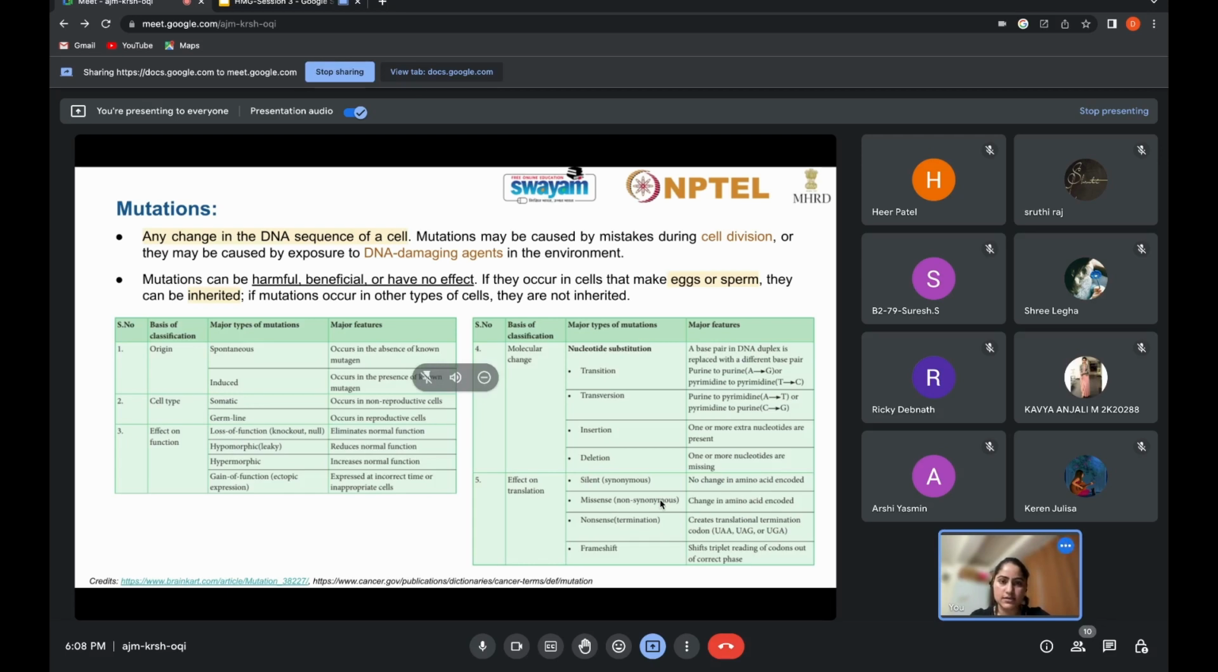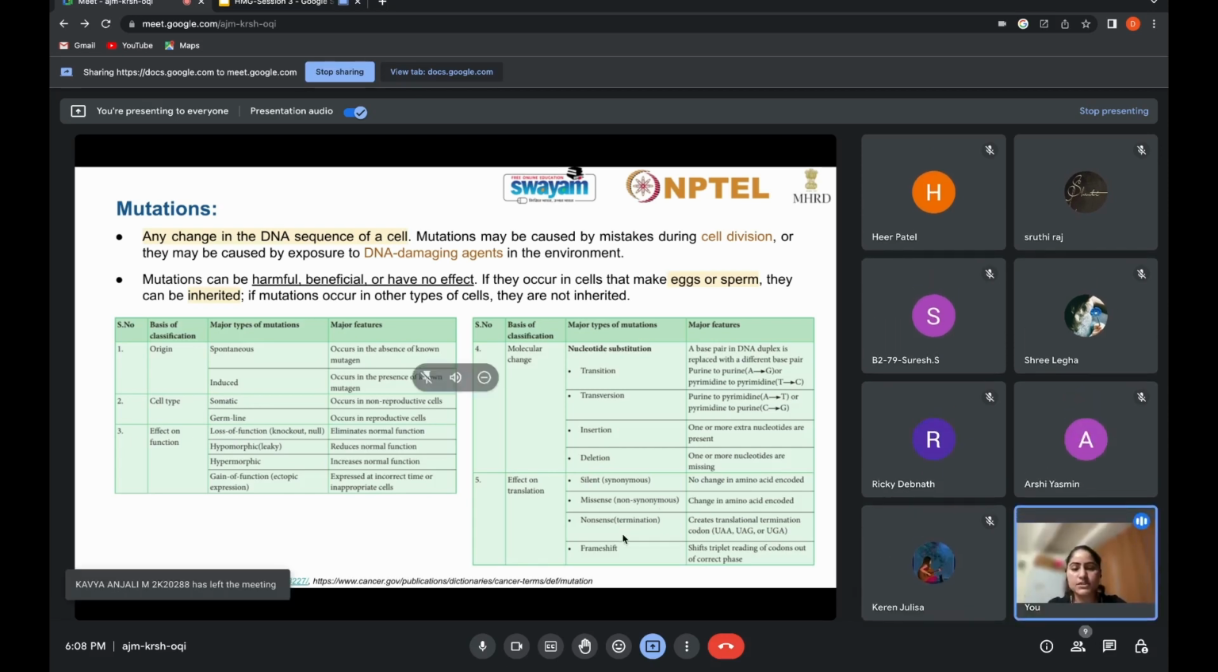Then comes missense or non-synonymous mutations. So missense means there is some difference in the amino acid that is being coded. It is a mutation in which earlier some amino acid was being coded by that sequence, but now due to mutation, another amino acid will be coded. Then comes nonsense or termination kind of mutations. As the name suggests, whenever that mutation occurs, it will lead to the formation of a stop codon and hence it will terminate the translation that was occurring by that DNA sequence. So it will lead to truncation of the protein.